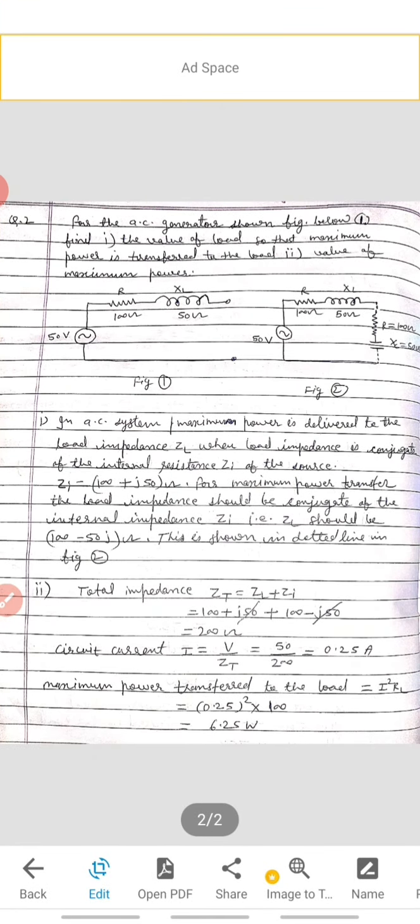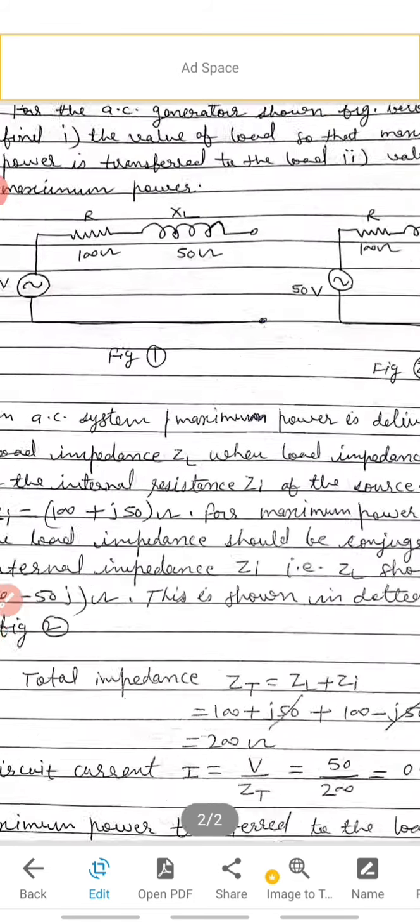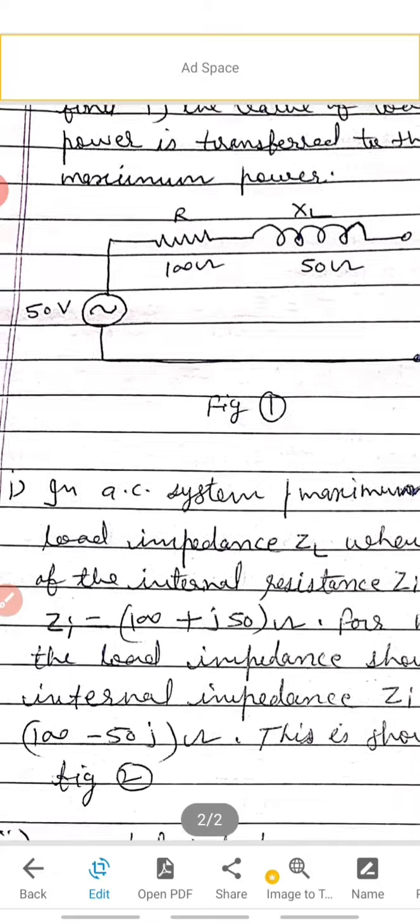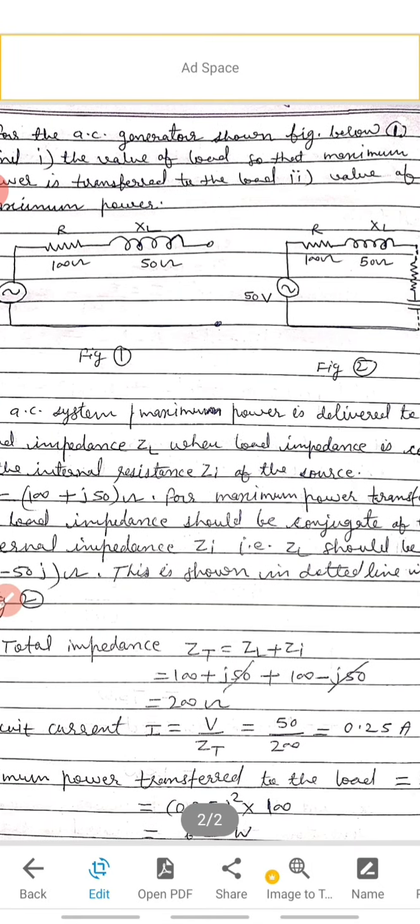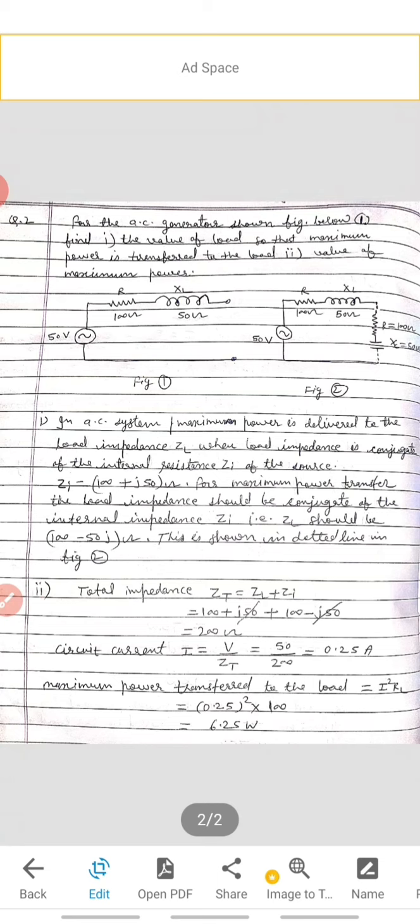Now the second problem. For the AC generator shown in the figure below, find first the value of load so that maximum power is transferred to the load, and second, the value of maximum power. This is the circuit diagram we are given, for which we have to find out the value of load so that maximum power is transferred to the load.